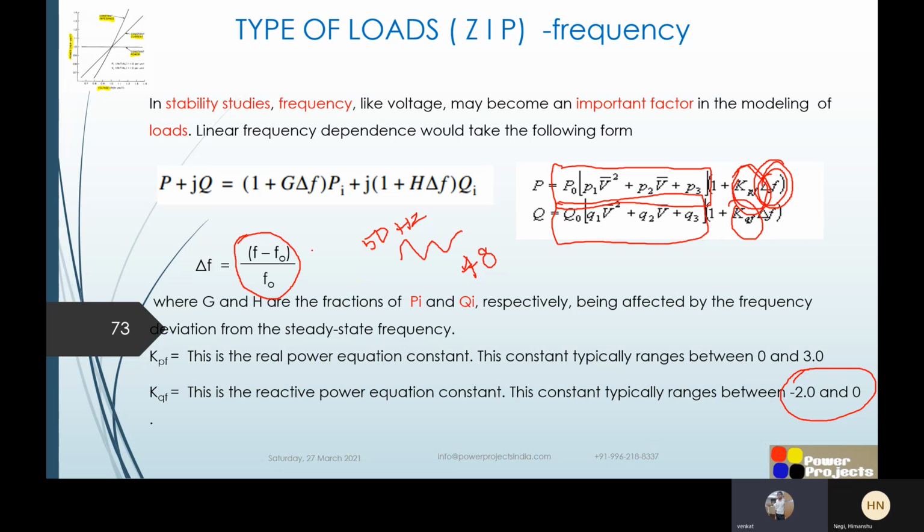Then we have to find the change in frequency. What will be the change in frequency? 50 minus 48 divided by 48. That is how we calculate the change in frequency, and if we implement it in this, we can match the power consumed by the particular load. I will show you that example too.